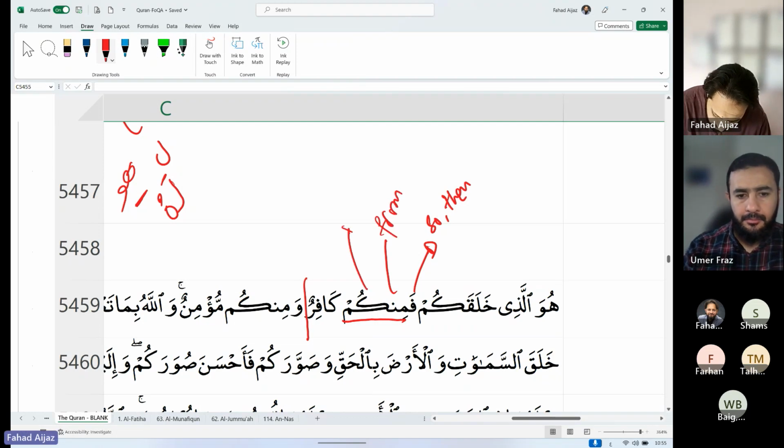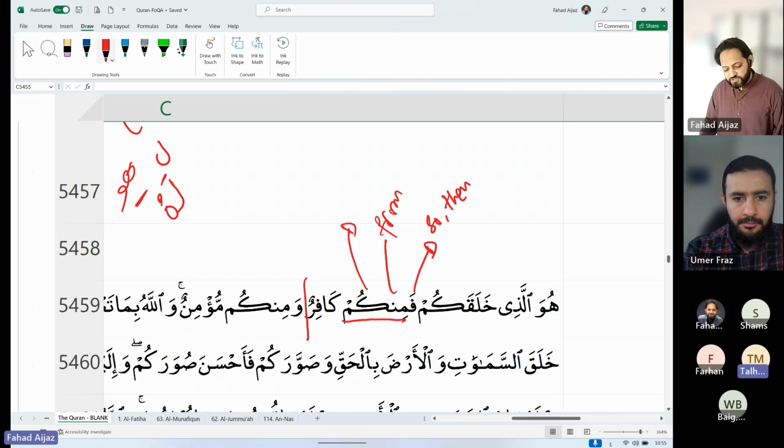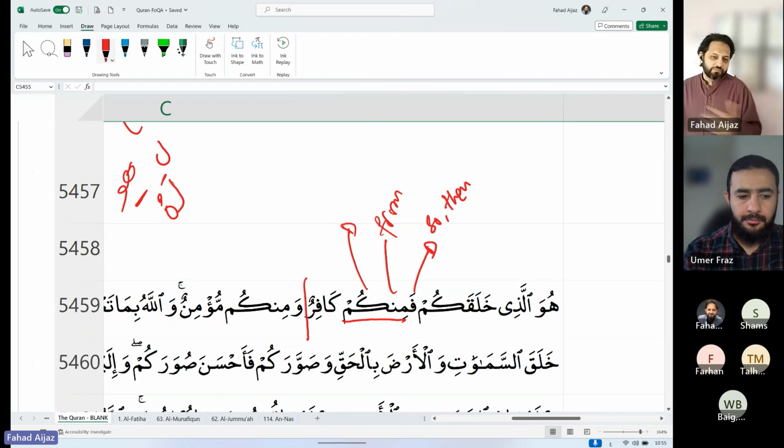And what is kum? What do you know about this? Antum. Okay, let's complete the answer. I understand antum. So what about antum? Kum is an attached pronoun of antum. So if it is an attached pronoun of antum, what would it mean?